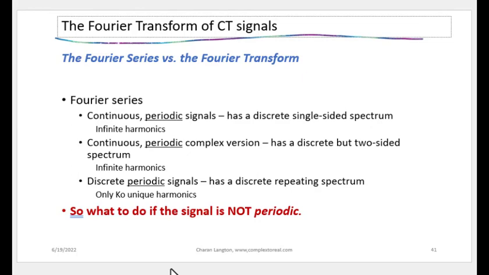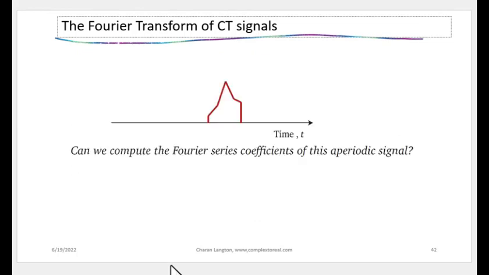But what do we do if the signal is not periodic? As I discussed at the end of the last video, if we have something like this, which is not really a periodic signal, can we do a Fourier analysis on this? Well, there is another term used for aperiodic signals, and that is Fourier transform.